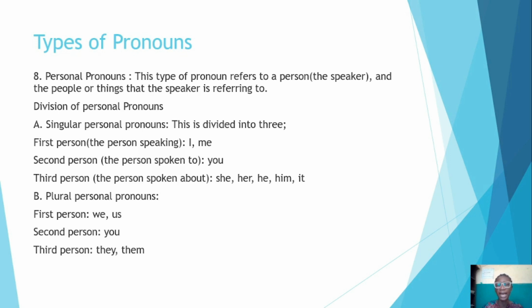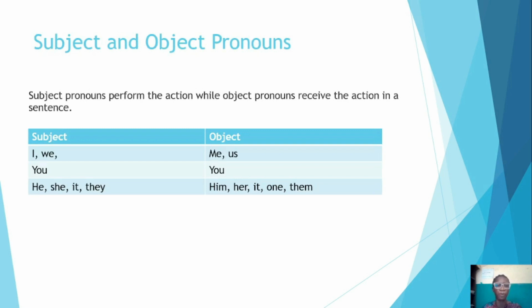Now, these singular and plural personal pronouns are also divided into what we call the subject and object pronouns. Subject pronouns perform the action. They are the performers of the action in a sentence. While object pronouns receive action in a sentence. Let's look at the subject pronouns. For the first person, we have I and we. For the second person, we have you. For the third person, we have he, she, it, and they.